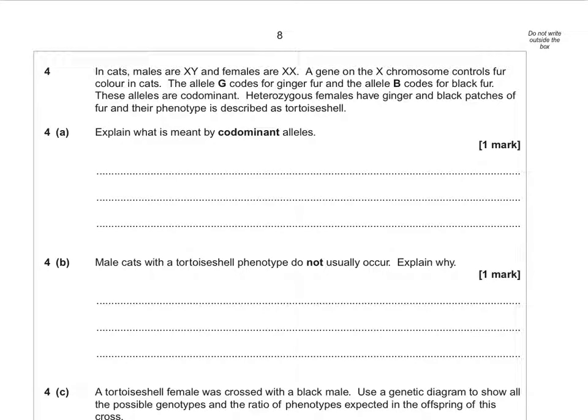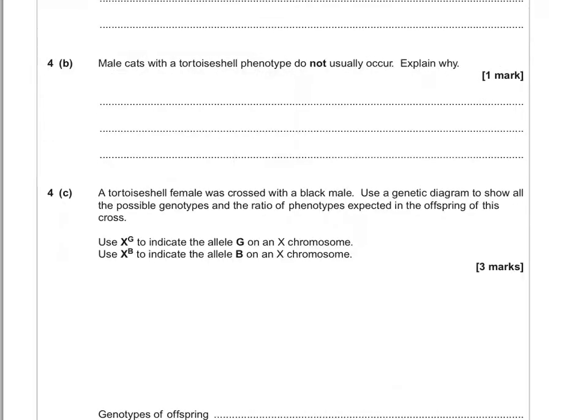Okay, question 4 is about codominance and also about sex alleles as well. Nice question because it looks at inheritance and it also talks about Hardy-Weinberg. So the first question, explain what is meant by codominant alleles. The response is that both alleles are expressed in the phenotype. I did notice again when marking that many students were writing lots and lots of information when all it needs is a short, sharp, kind of detailed answer.